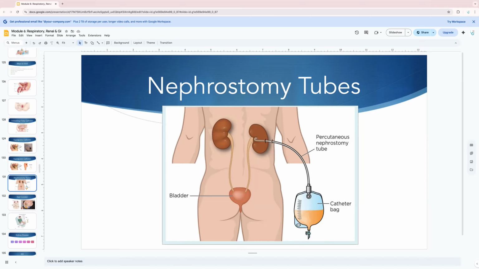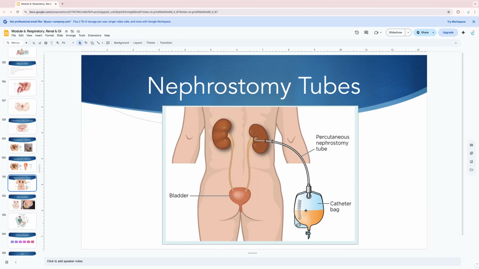So nephrostomy tube, so nephro, kidney, ostomy, a surgical hole made. So the surgeon made a hole in the kidney and inserted a tube inside the kidney that will directly drain the urine. So as the kidney makes the urine, it drains into the bag. So the kidneys aren't draining into the ureters and then going into the bladder to then exit the body. The urine is draining here.